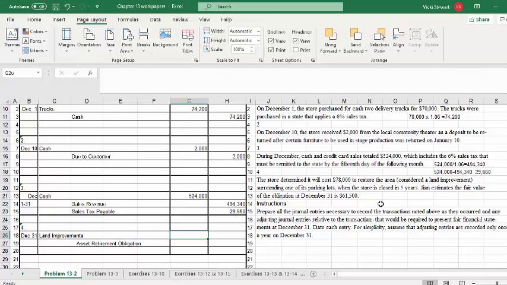We do need to record that as both an asset and a liability, and we do that at the fair value, which the problem states is $61,500. So to record this, we would debit land improvements for $61,500, and we would credit asset retirement obligation for the same amount. And that is the conclusion of the demonstration for problem 13-2B.